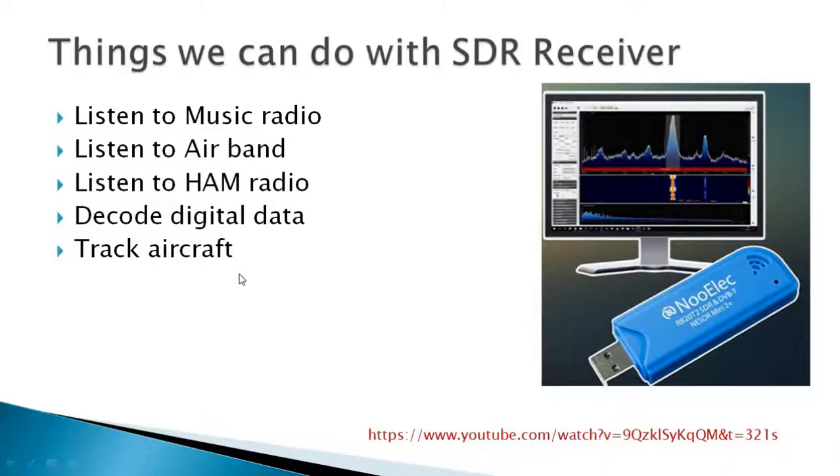Now, the next thing we can do with the SDR receiver is to listen to the airband. Basically, airband is the allocation of the frequencies on which an aircraft can transmit. It is between 108 and 135 megahertz.